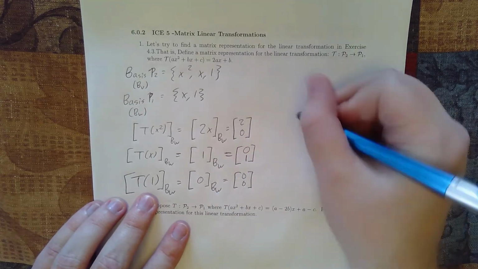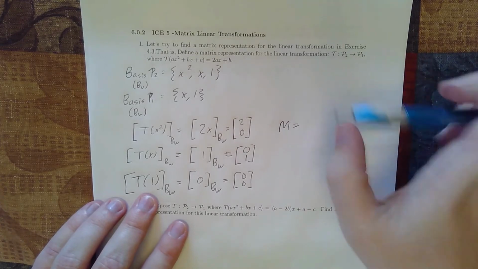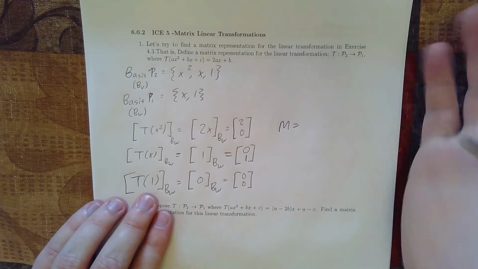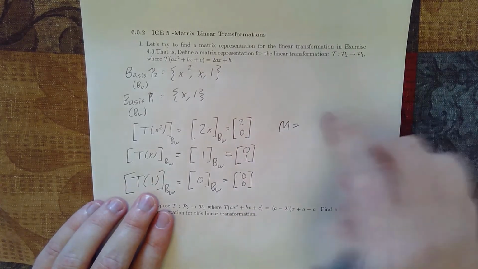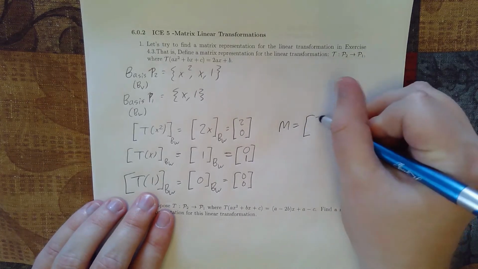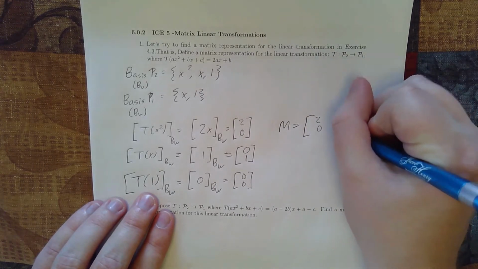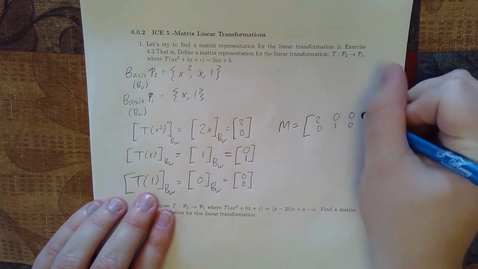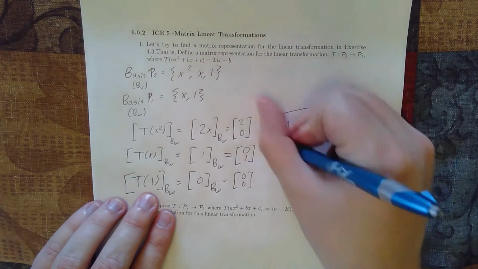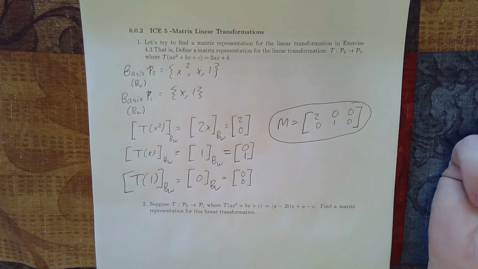So that means our matrix is going to be found by taking these vectors and writing them as the columns of the matrix. The first column will be 2, 0, the next column will be 0, 1, and the last column will be 0, 0. All right, 1 down, 2 to go.